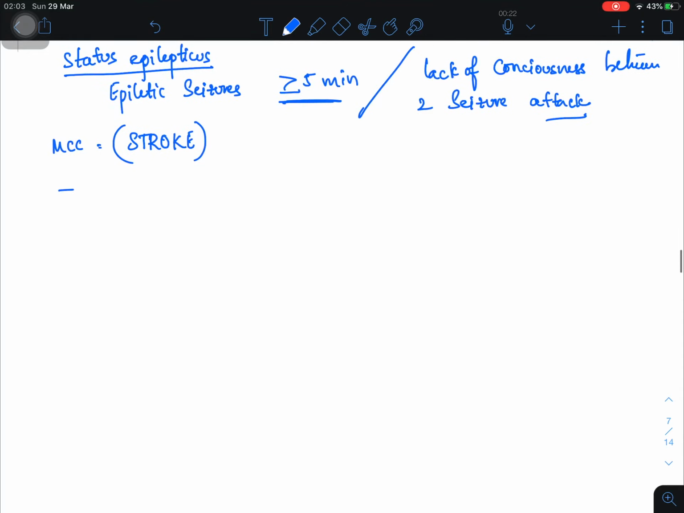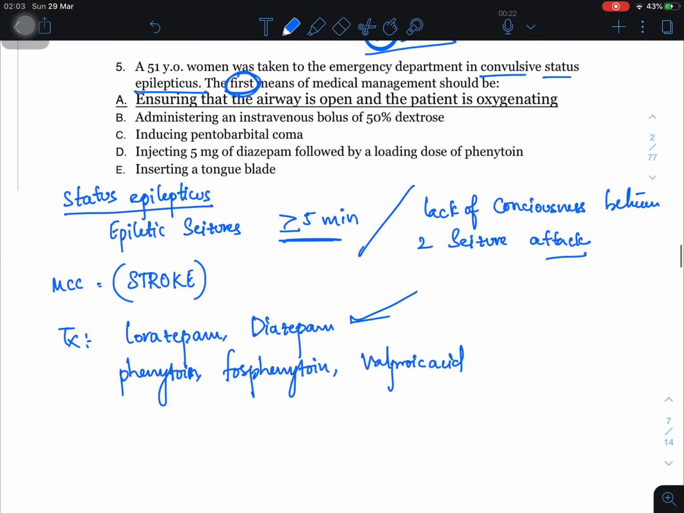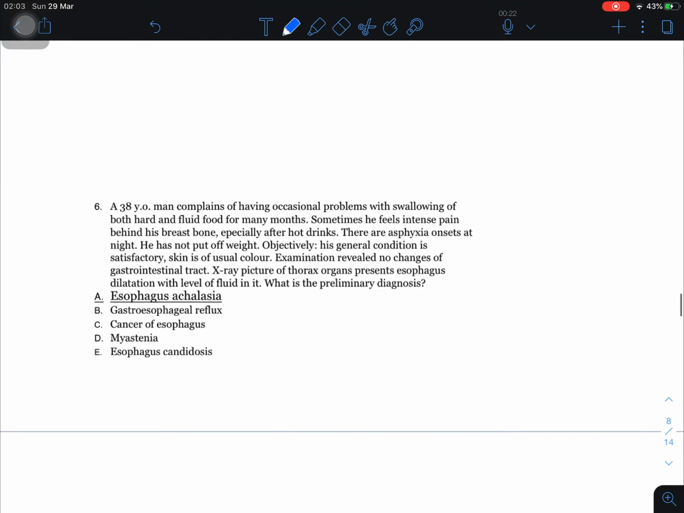And what is the treatment you give for this patient? Treatment you give is lorazepam, diazepam. You also give phenytoin, fosphenytoin, valproic acid. Now these are the first line. These group, lorazepam and diazepam, are the first line. Okay, so this is all about the discussion of the 5th question here. Let's hang on to the next question.